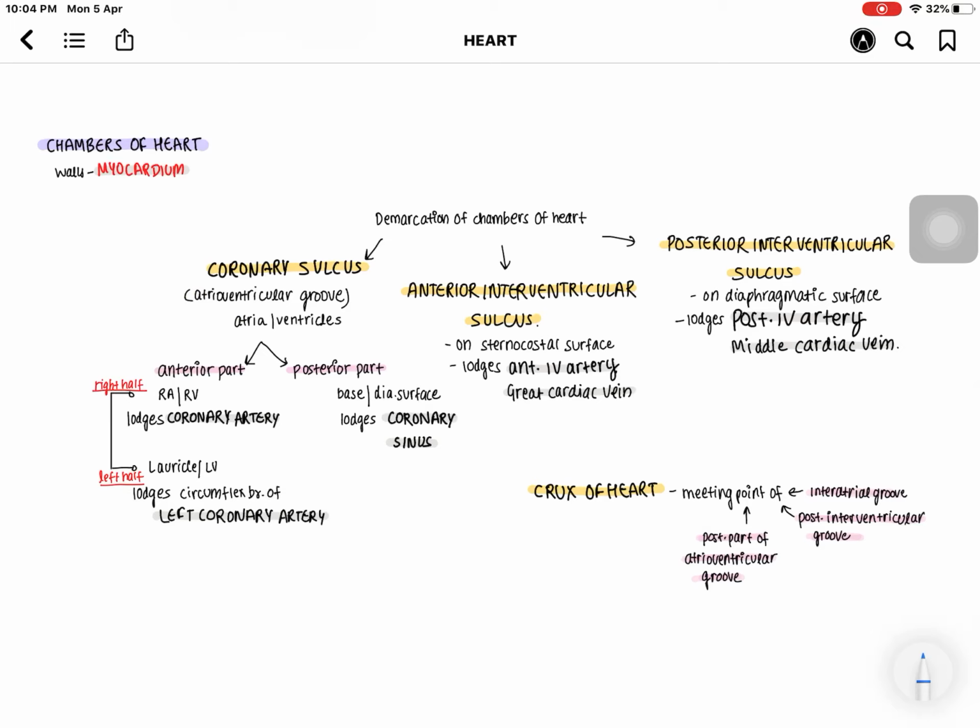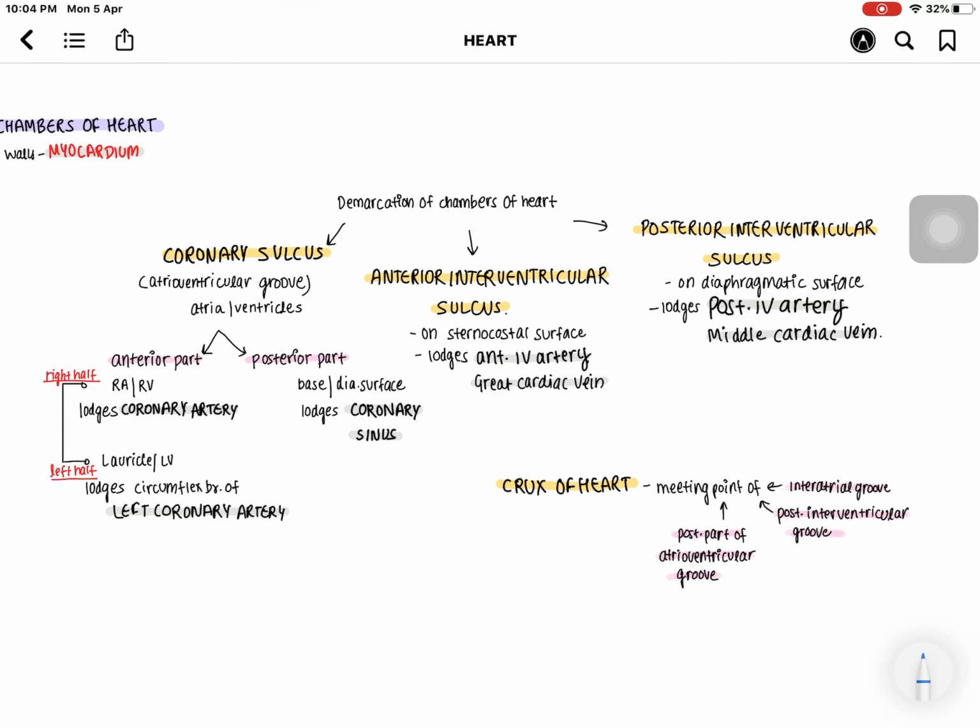Coming to the chambers of the heart, the demarcation of the chambers is made by the coronary sulcus, that is, the atrioventricular groove. There is a groove present between the atria and ventricles. If you take the right atrium, left atrium, right ventricle, and left ventricle, this is the coronary sulcus, the atrioventricular groove, which divides the atria from the ventricles.